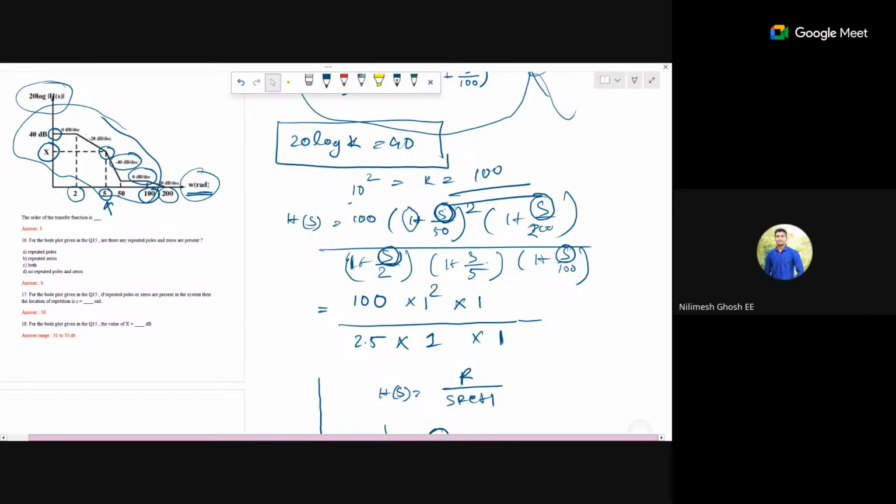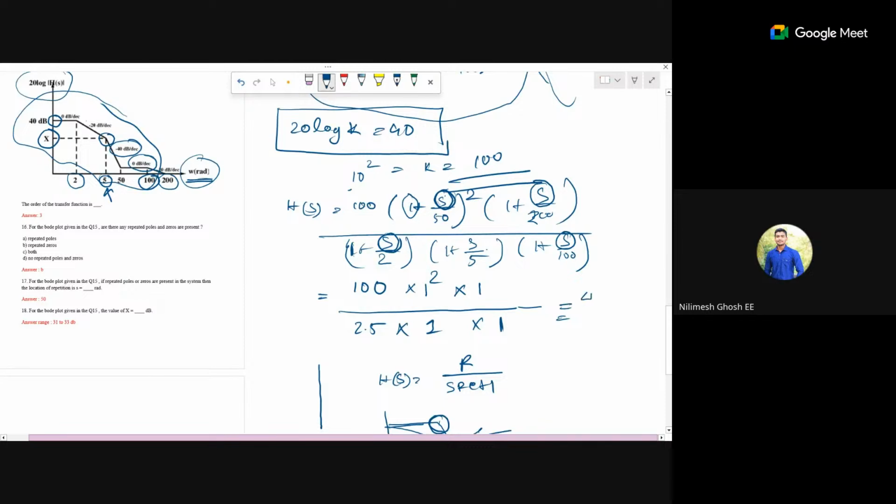So that will give me 40, right? So what is the x value? 20 log of 40 will give me the x value. That will be in dB. This 40 is in radians. So 20 log 40 will give me the dB value. So x is considered in dBs. This 40 is radian. You should be careful about this.